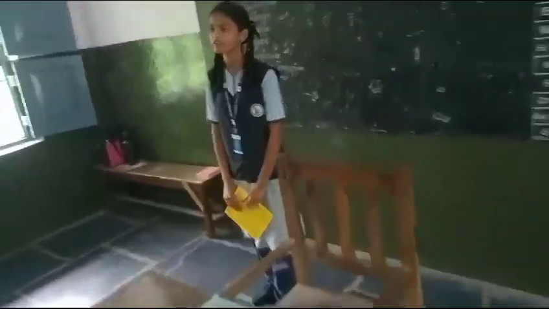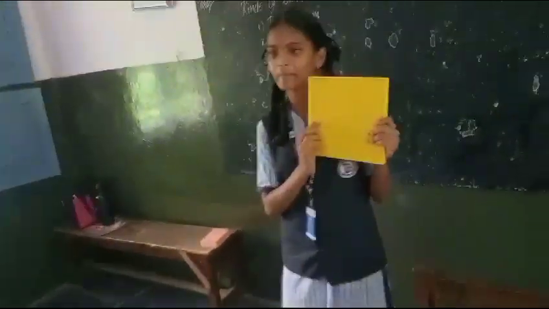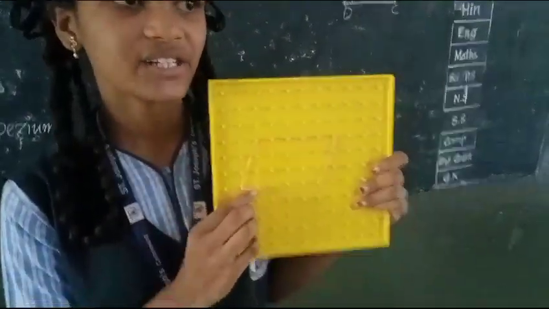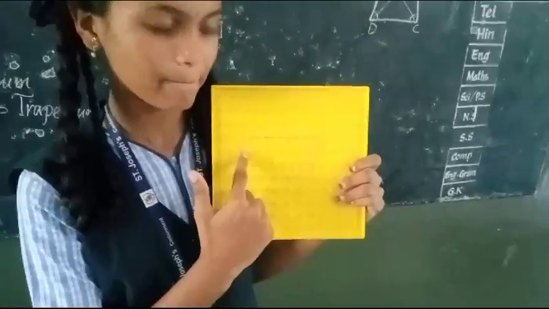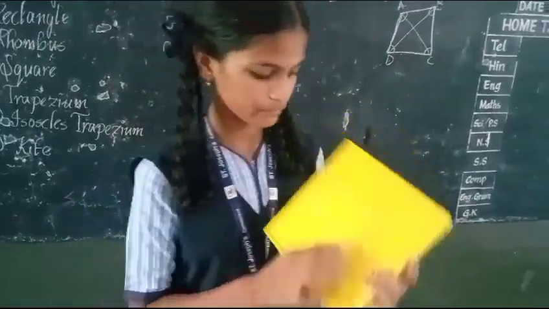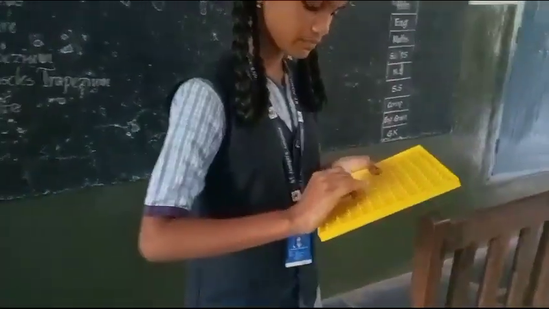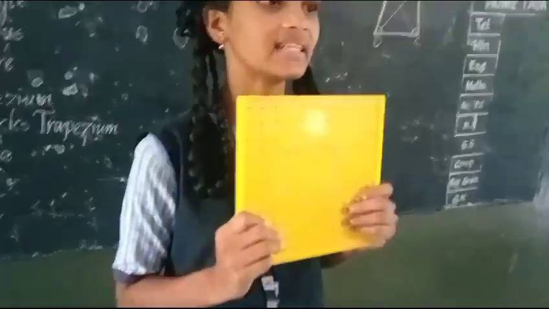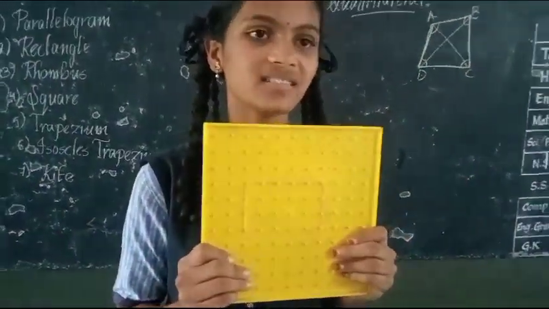This is a parallelogram. In a parallelogram, two pairs of opposite sides are parallel and equal. The second one is rectangle. In a parallelogram, if one angle is equal to 90 degrees, then it is a rectangle.